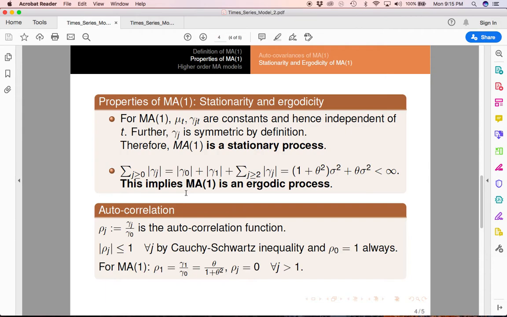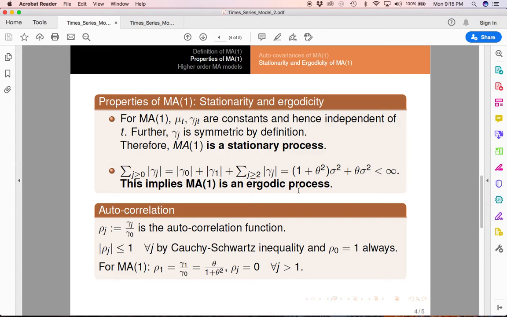The definition of gamma j implies that gamma j is symmetric, which means the moving average model of order 1 is stationary. Additionally, the autocovariance function is absolutely summable because gamma naught plus gamma 1 is a finite term and all the other terms are zeros. So this turns out to be a finite number. So the absolute value of gamma j is absolutely summable, which implies MA1 is an ergodic process. That is to say that we can replace the ensemble averages by time averages. So that's good, right? We have both the good properties that we require.